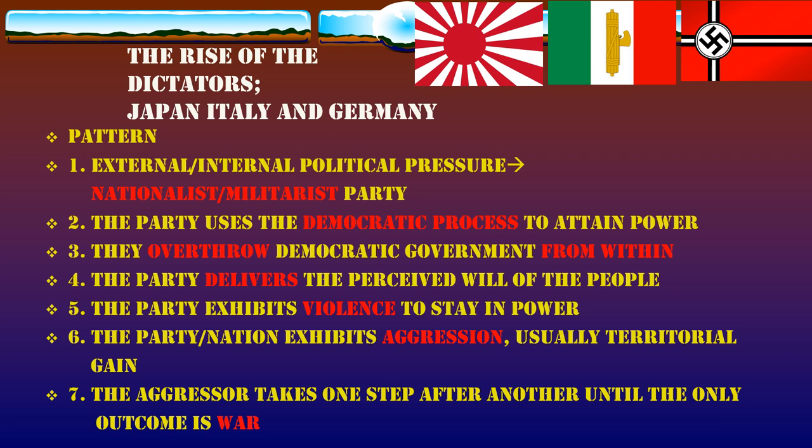Steps five, six, and seven are kind of interchangeable, but five and six, the party or the nation exhibits aggression, usually through territorial gain. And sure enough, the Japanese will do that, the Italians will do that, and the Germans will do that. All three of these countries will exhibit aggression, usually through territorial gain. Not always, but usually. And it's one step after another, after another, after another, until the only outcome is war, which is the last step. They keep on taking the next step. Every time they get away with some little something, bam, they take the next step.